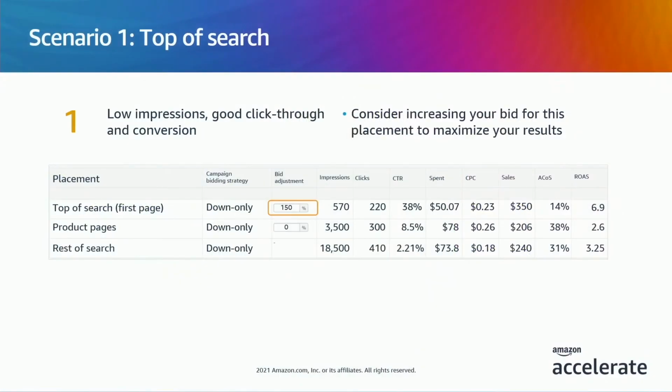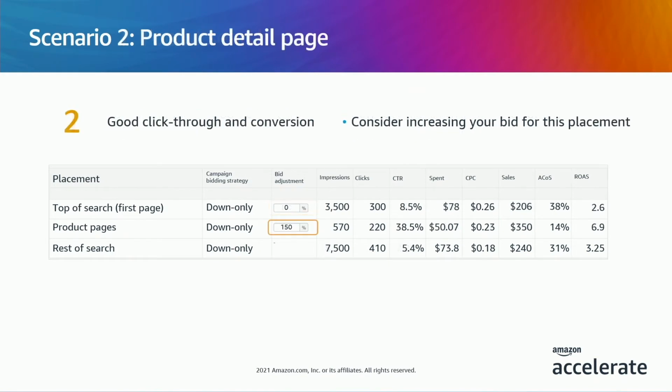We have 3 scenarios to examine with steps that we recommend. If you have low impressions on top of search first page, but comparatively good click-through and conversion, and not good results in the other placements, consider increasing your bid for this placement only to help increase impressions, clicks, and sales opportunities.